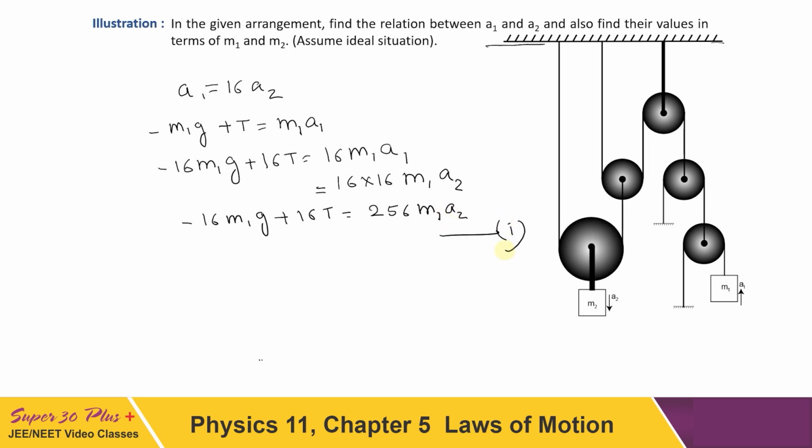Now let us write Newton's laws of motion for the second block. Then it will give m2g minus 16T is equal to m2 a2.